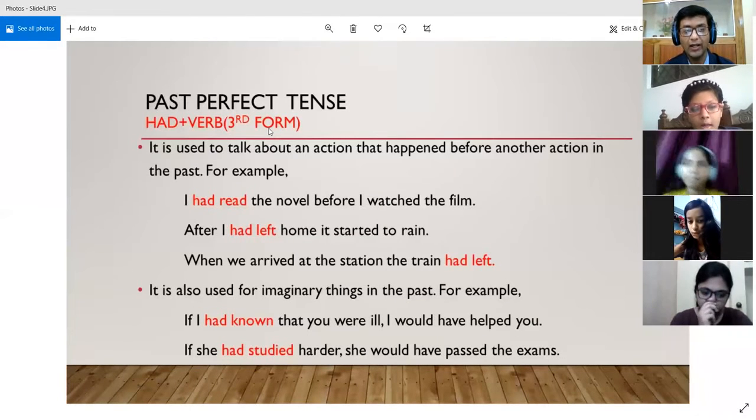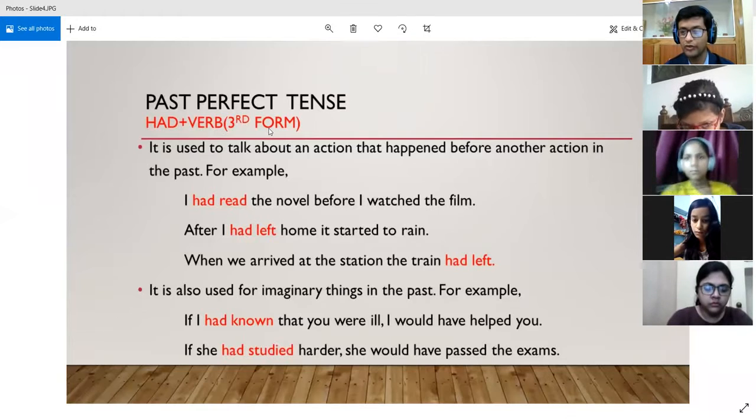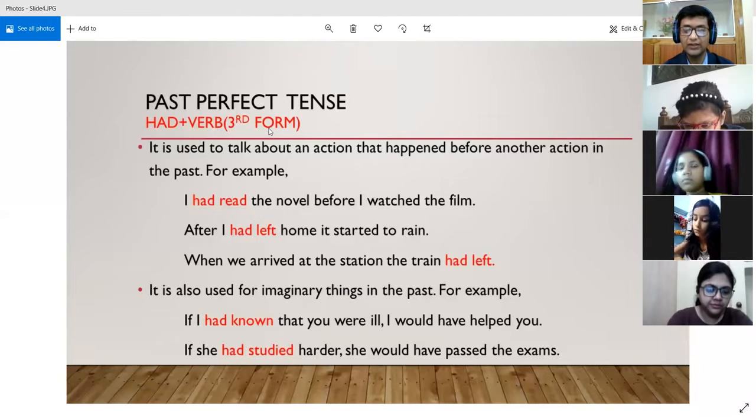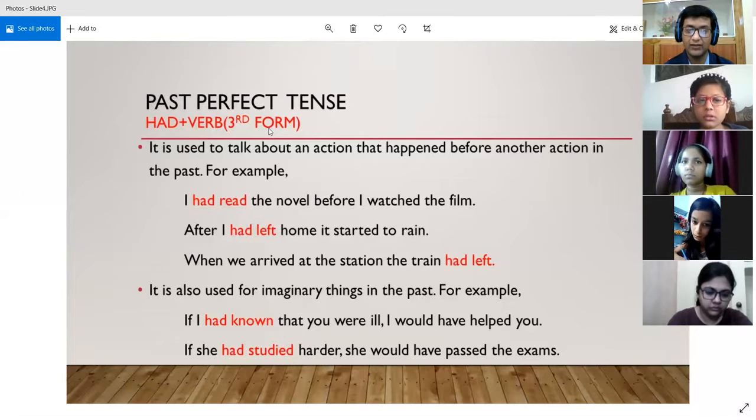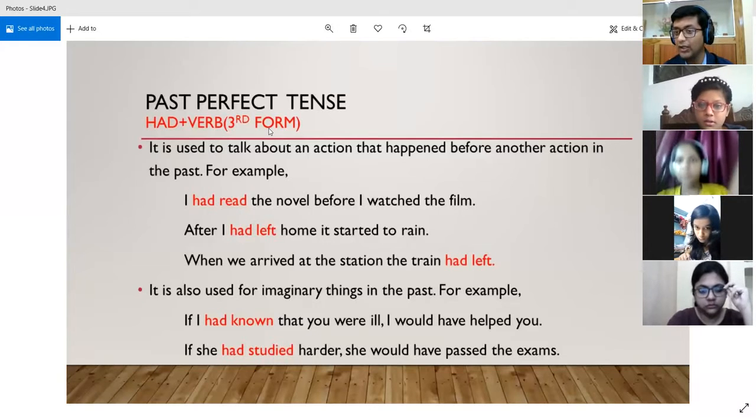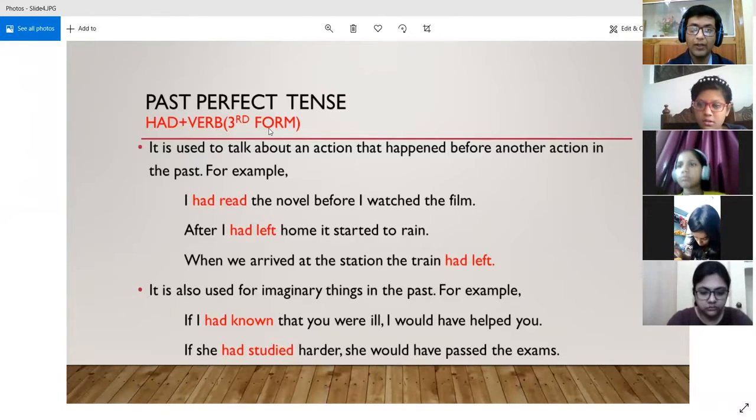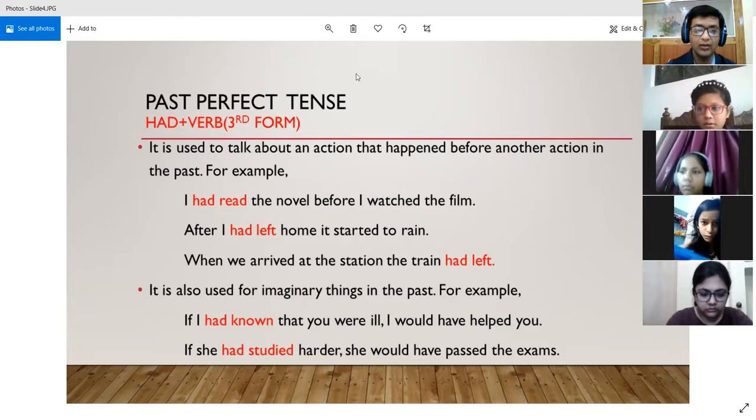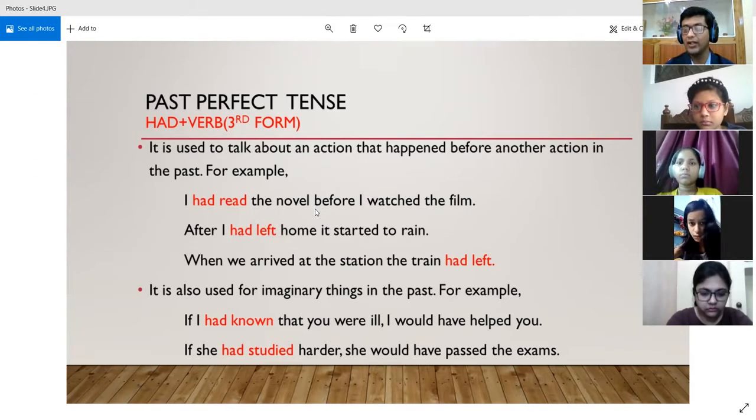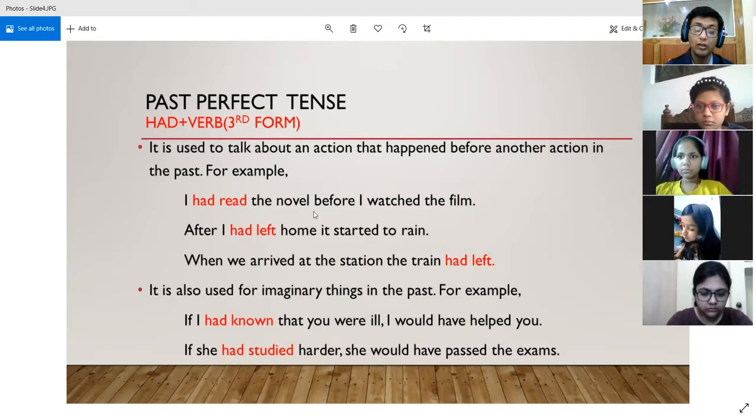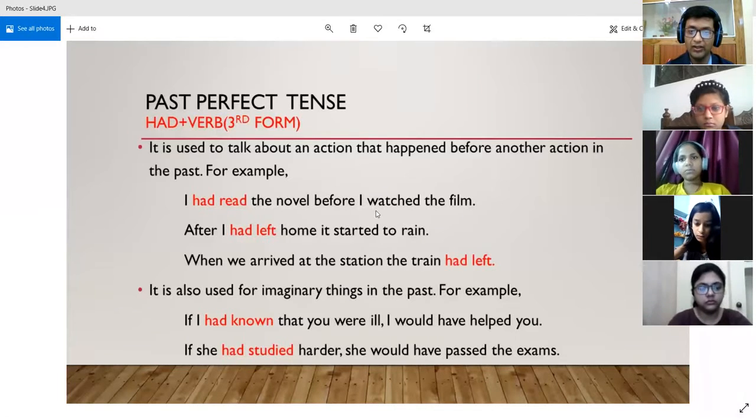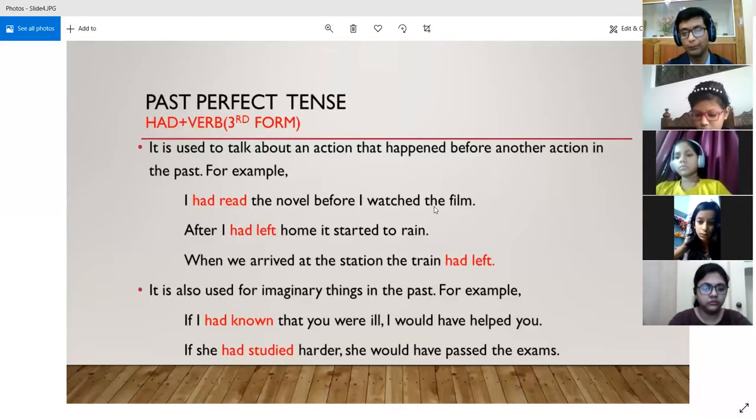For example, I had read the novel before I watched the film. In this case, you see that both the actions happened in the past. The first action is reading of the novel, and the second action is watching of the film. The first action is reading the novel, because it was read first, then the second action came of watching the film. So the first action takes the past perfect form, had read, and the action that followed it is written in the past simple, right?